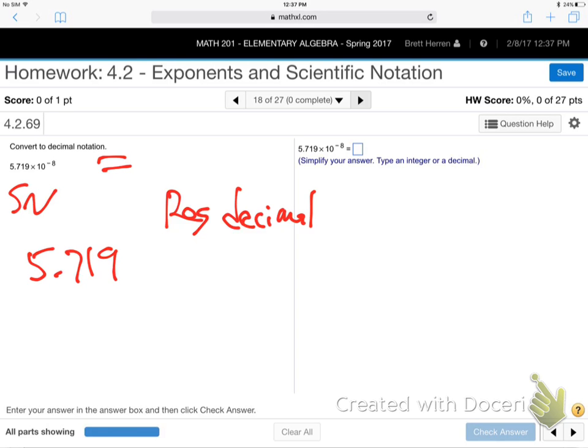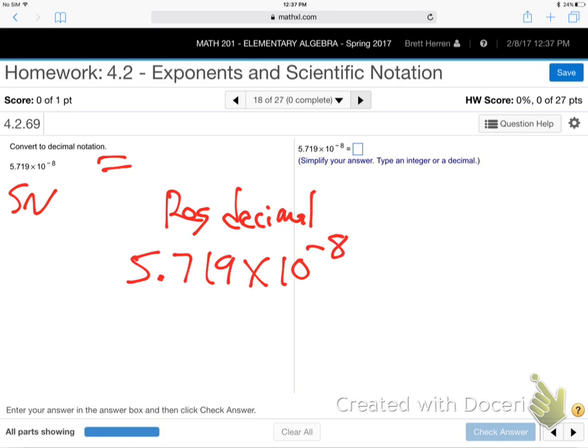5.719 times 10 to the, that's an 8, right? Minus 8. So we're starting with the scientific notation, and they want me to just go to regular. So what is that negative 8? Remember, it tells the decimal to go back where it belongs. What is that negative 8 telling the decimal to do? Go right 8 or left 8?